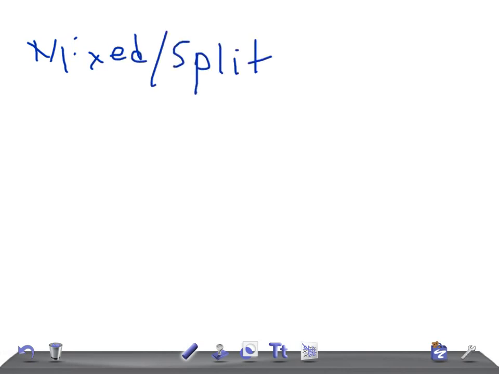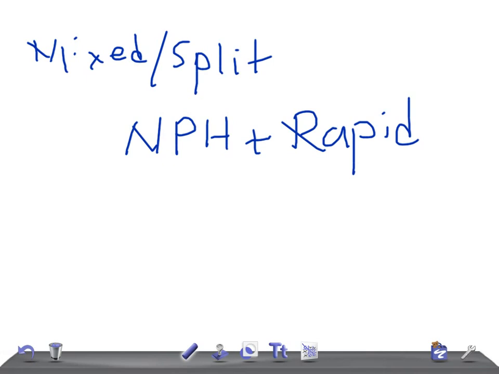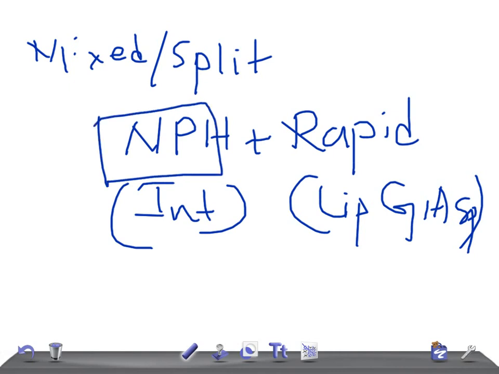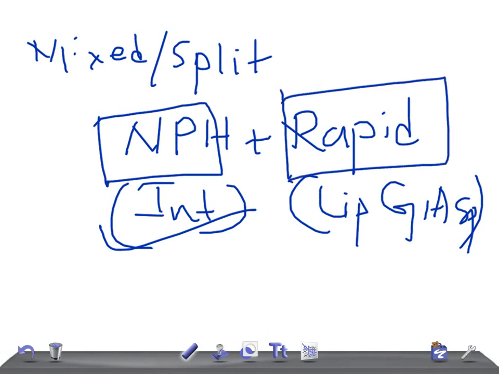Now let's start the discussion. The first one is the mixed or split regimen, in which we give NPH insulin with rapid acting insulin. What is NPH insulin? NPH insulin is nothing but intermediate acting. The rapid acting insulins are like Lispro, Glulisine, and Aspart. Now you should know the timing of the duration of action of the intermediate acting insulin, as we discussed before in this video, and you also know the timing of the rapid acting insulins.